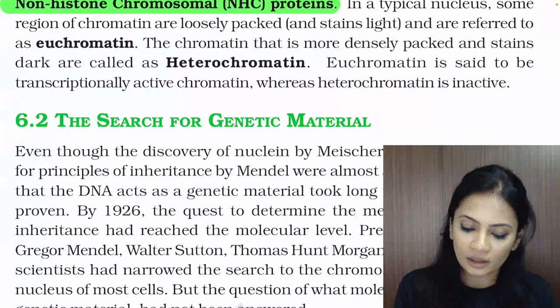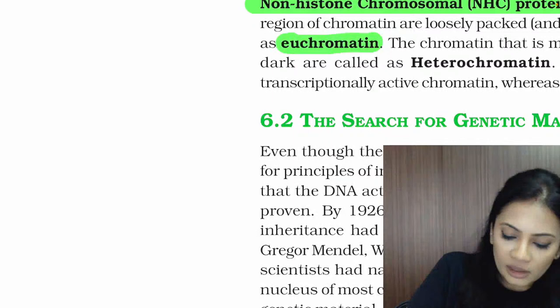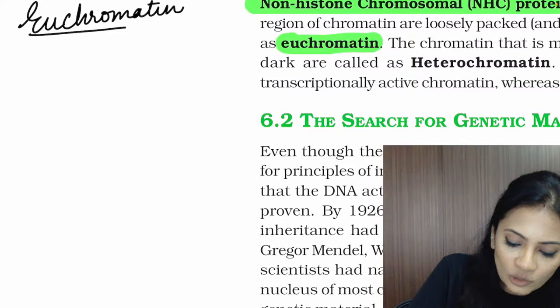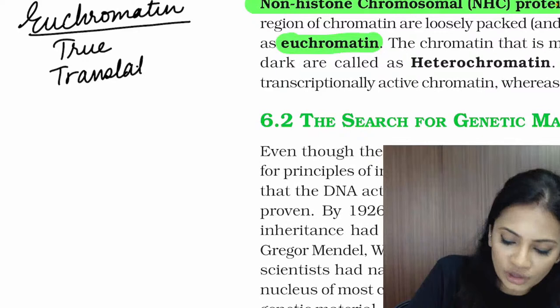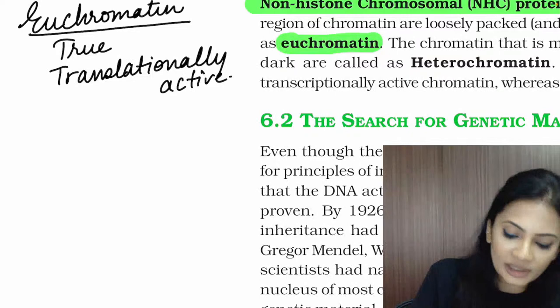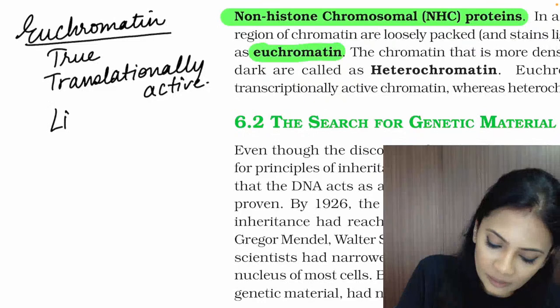Then, you have euchromatin. What is euchromatin? What is heterochromatin? Euchromatin is the true chromatin, the one which is transcriptionally active. Translationally active. Okay. And it is going to be light stained.